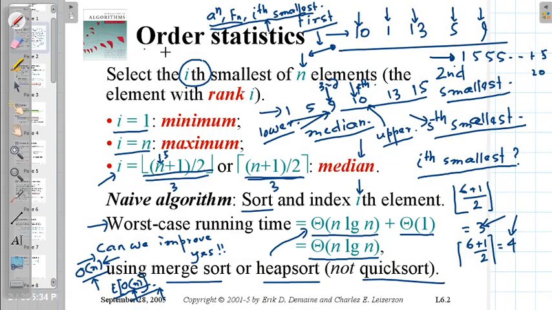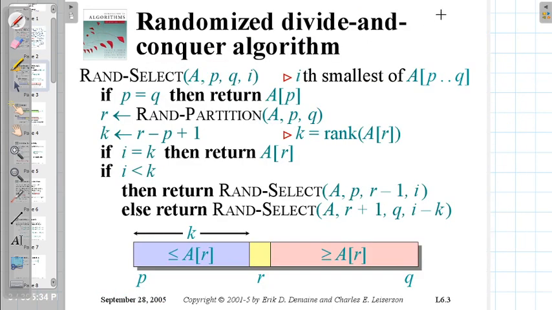So order statistics we are discussing, and the idea is we have to find out the ith smallest element. We raised a question whether an order of n time algorithm exists or not, and the answer is yes. Two ways we can do that.